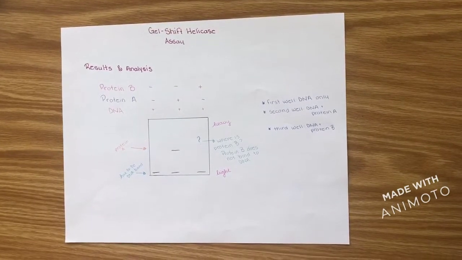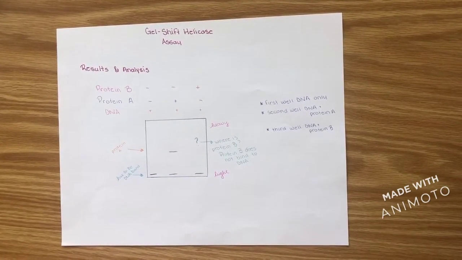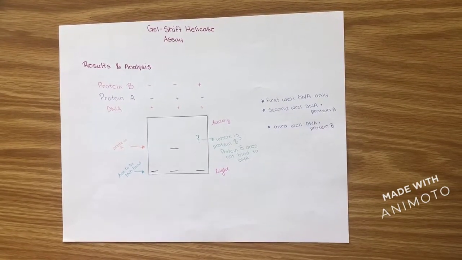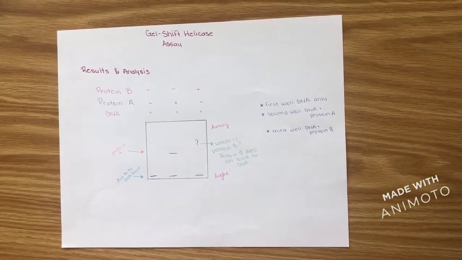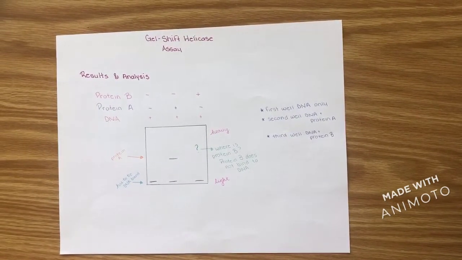Our first example is very basic. There are 3 wells. The first well is just DNA. The second well is DNA and protein A. The third well is DNA and protein B. The lowest row has to be the DNA band because it is the only thing present in all 3 wells.